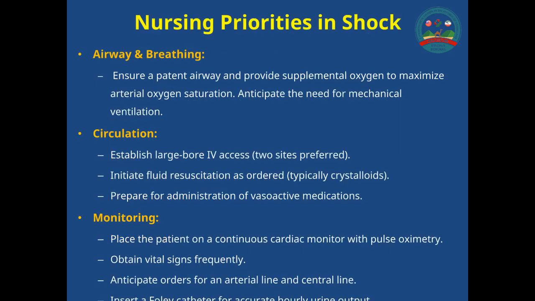In caring for a patient in shock, the first priority is to maintain the airway and support breathing. Ensure the airway is open and give supplemental oxygen to improve oxygen saturation, while also anticipating whether mechanical ventilation may be needed. Next, focus on circulation by establishing large intravenous access, preferably 2 sites, starting fluid resuscitation as ordered, and preparing for the use of vasoactive medications.